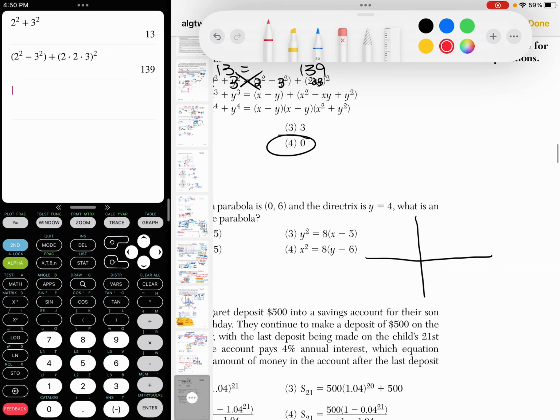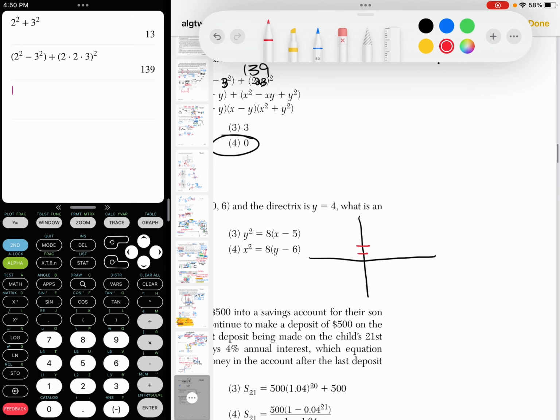So the focus is 0, 6, so I'm going to draw that in, 3, 4, 5, 6. Try to make it as neat as you can as well. I always label it focus, and I label it with what it is. The directrix is a line through y equals 4, so I'm going to put a line through. This is the directrix, which is at y equals 4.